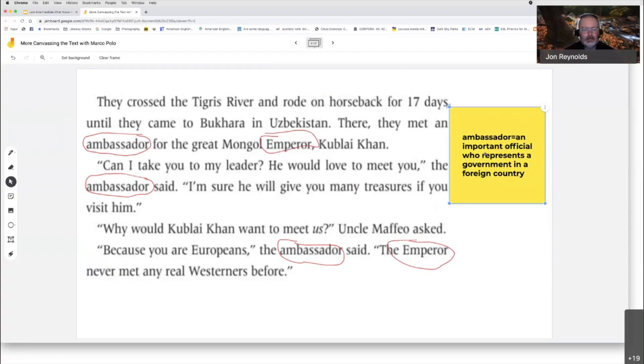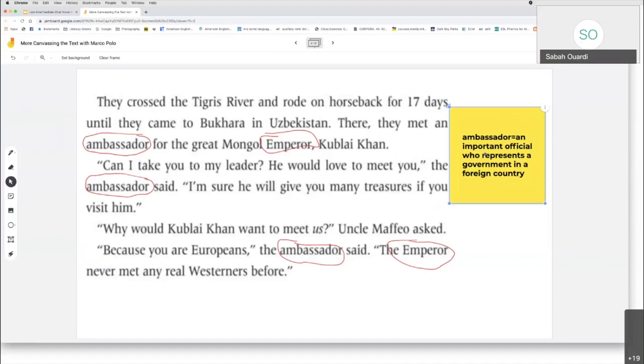Anybody have any idea? Mongol. Is this from like China, or where is Mongol from? It's in the east. It's Mongolia. Mongolia, yes. Okay.